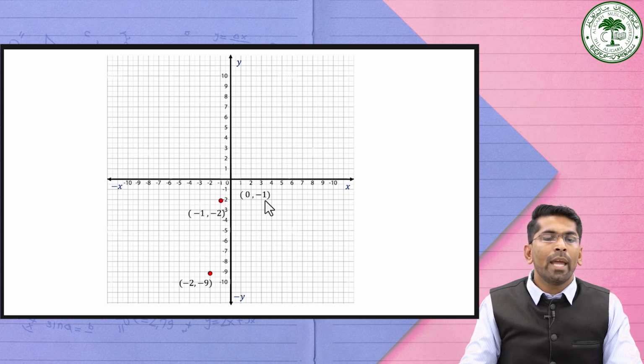Third one, (0, -1). So at the 0 x value we have a -1 y value. Similarly (1, 0): this will be 1 on x and 0 on y. Then (2, 7), which is 2 on x and 7 on y. Now by connecting these points, we will get a smooth curve, shown just like this.